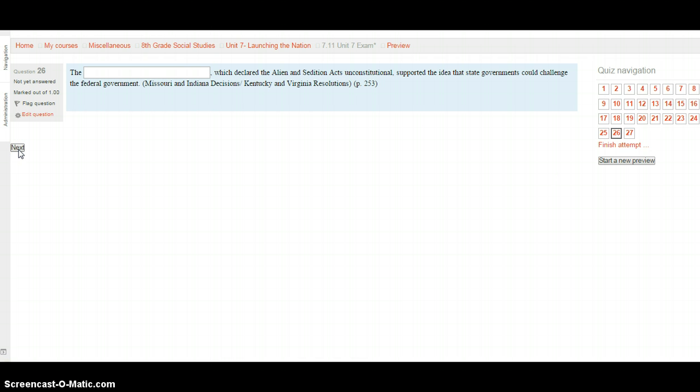The blank, which declared the Alien and Sedition Acts unconstitutional, supported the idea that state governments could challenge the federal government. Was this the Missouri and Indiana decisions, or the Kentucky and Virginia resolutions? Go to page 253 to look up your answer, type it in, and hit Next, and we'll be on our last question.